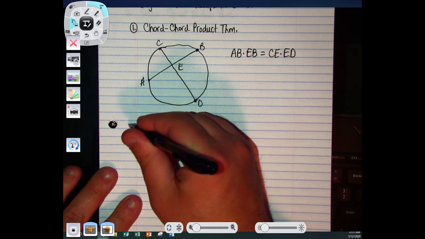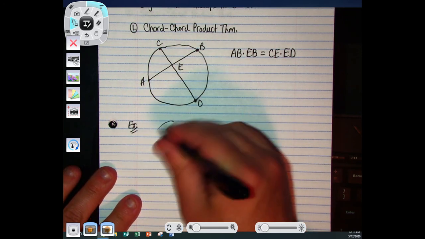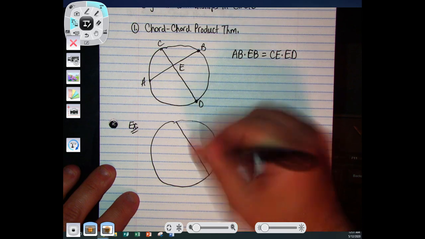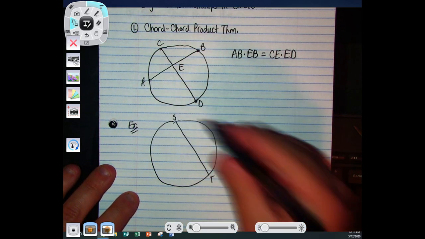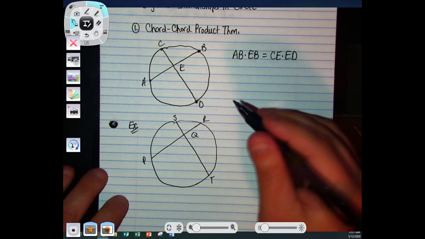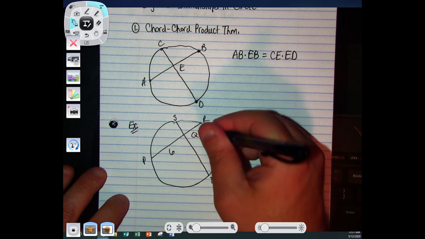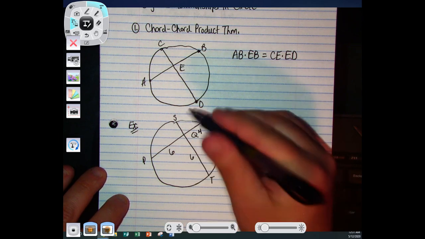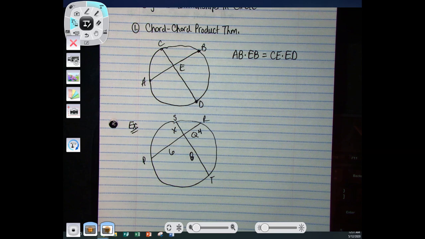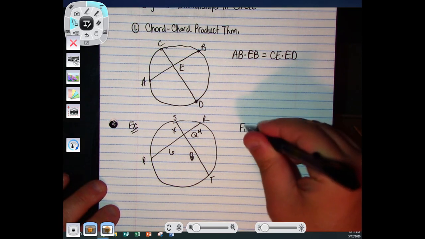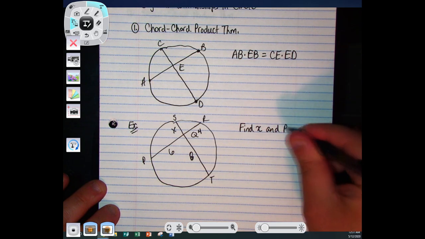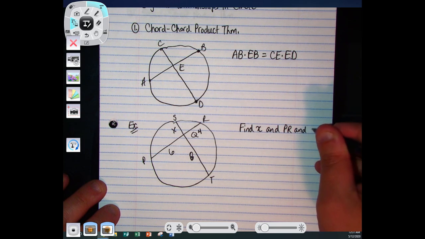For example, if I were to give you a circle and I were to sketch in ST and PR, and they intersect at Q, and I tell you that PQ is 6, QR is 4, QT is 8, and SQ is X. It's going to say find X and the length of PR and ST.